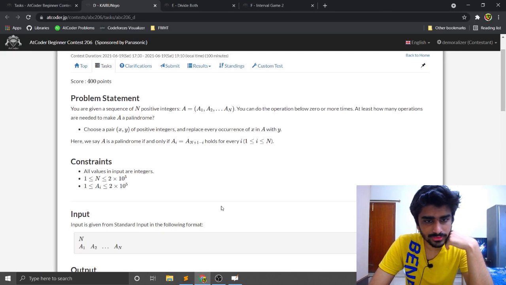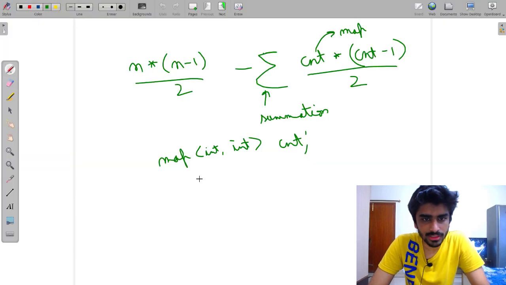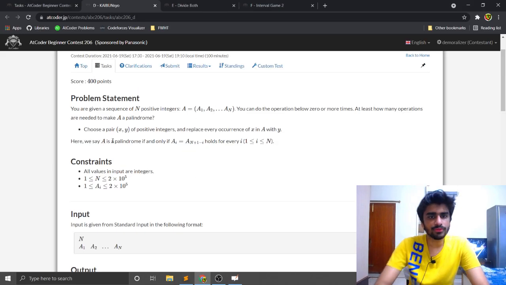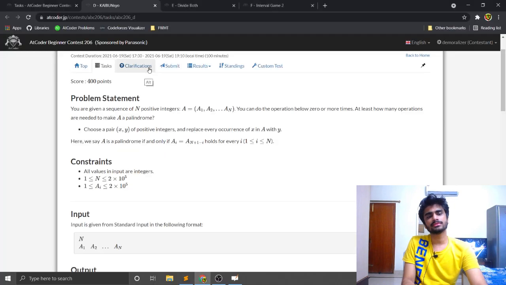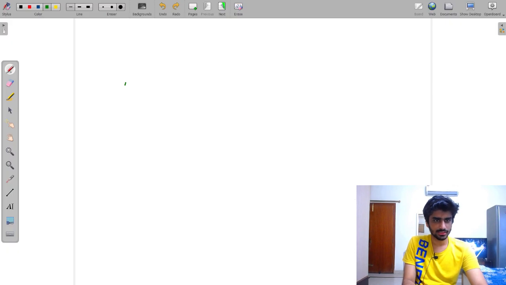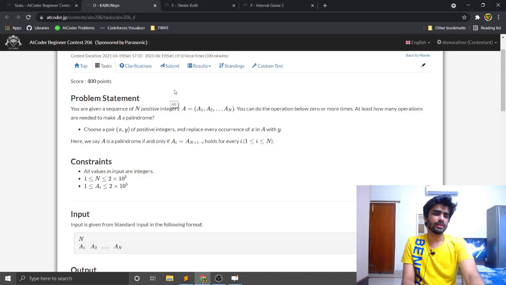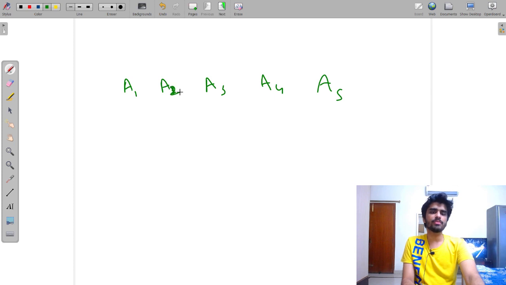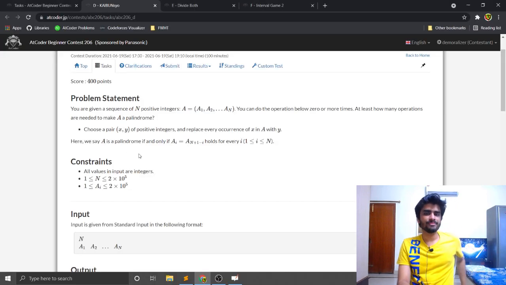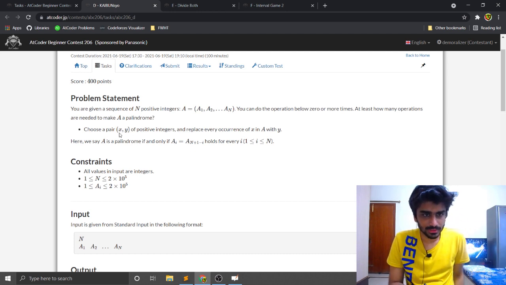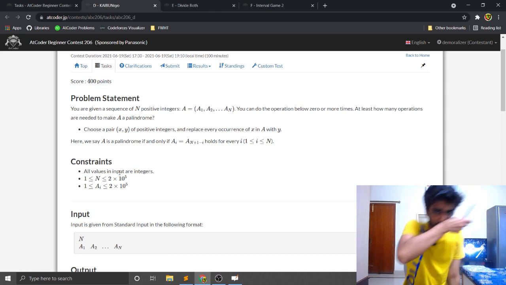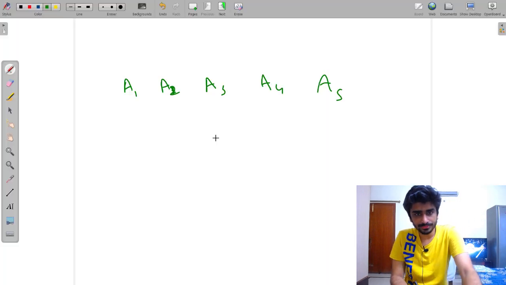Okay, so now we have this D problem. This one is actually pretty easy. We are given a sequence, something like A1, A2, A3, A4, A5. Let's say there are only 5 for now. In one operation, we can change all the ones into twos. So all ones will become twos in the entire sequence, like all the X will become Y. Something like this we can do.